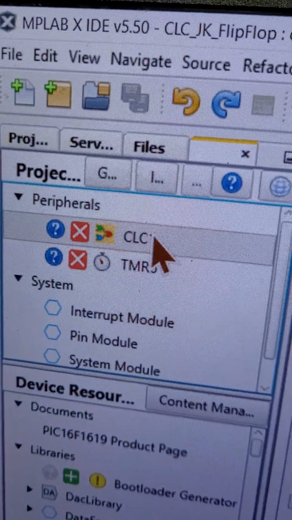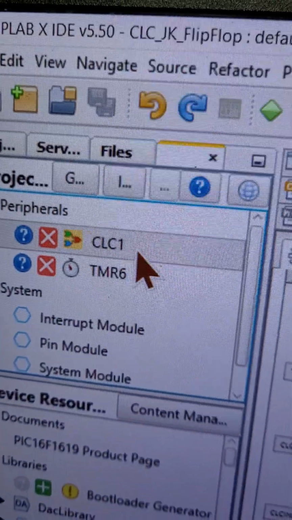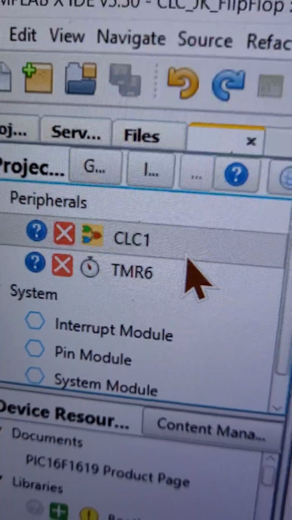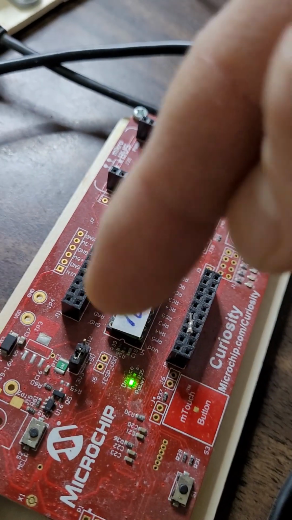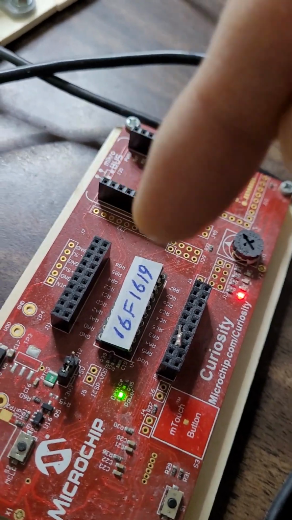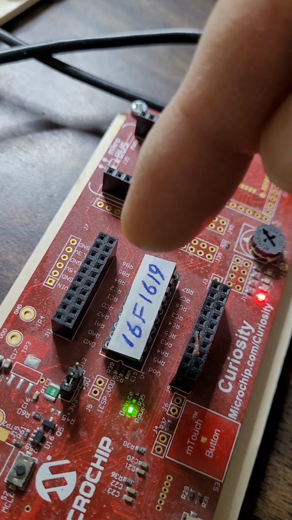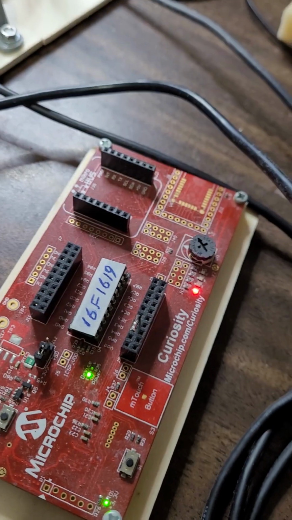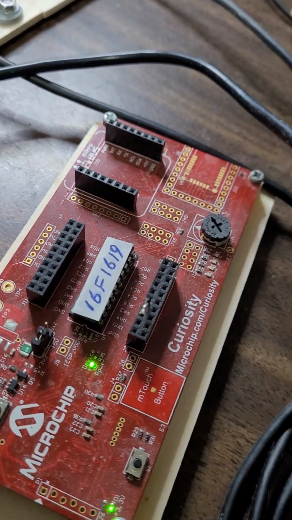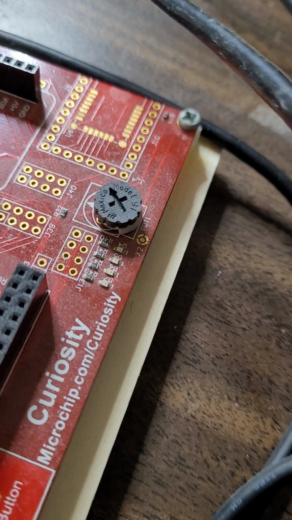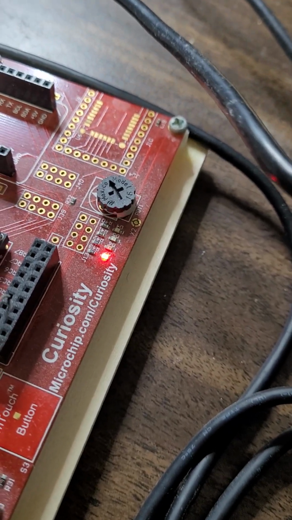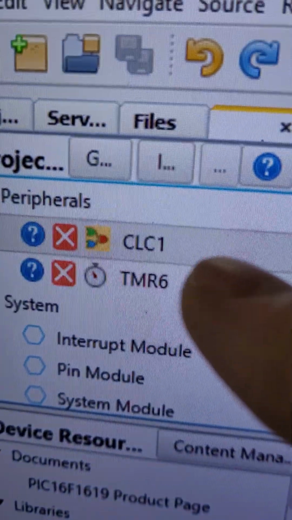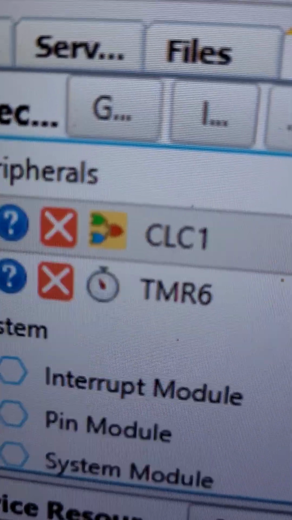They provide you with an additional feature or peripheral, if you wish, that can operate independently from the microcontroller core. You just set it up from within the configuration bits of the microcontroller, and you don't have to write any code. Right now, this is running without any code, just by configuring the CLC, or configurable logic cell.